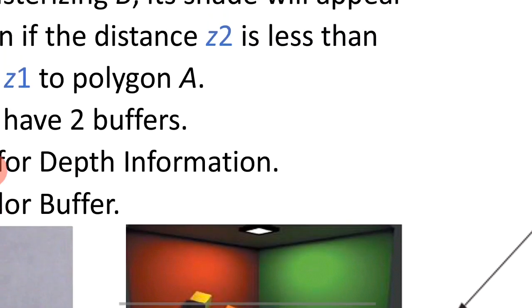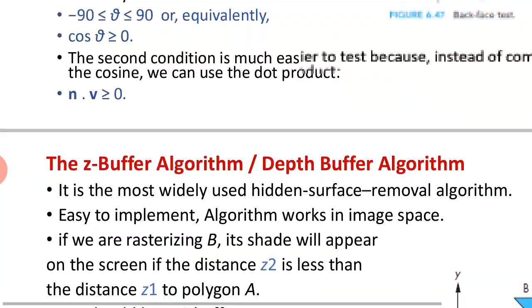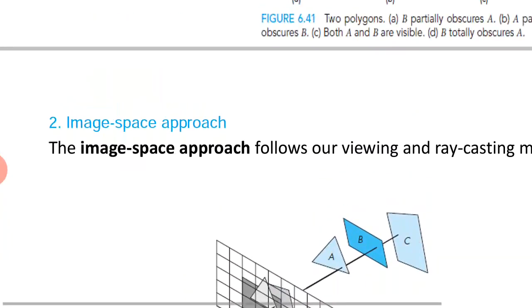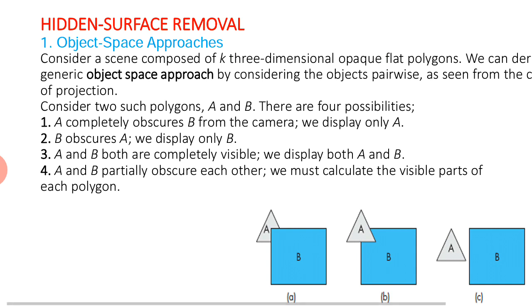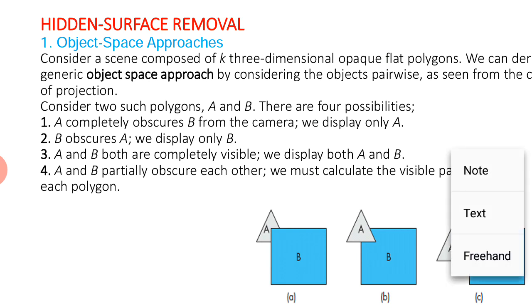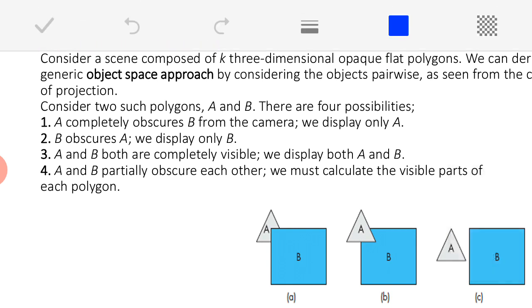Under this particular concept we are going to discuss the different types of algorithms and procedures. What are the different methods with which we are able to perform this hidden surface removal or visible surface detection? That we are going to study here. As per the syllabus, we are going to study two different methods over here.